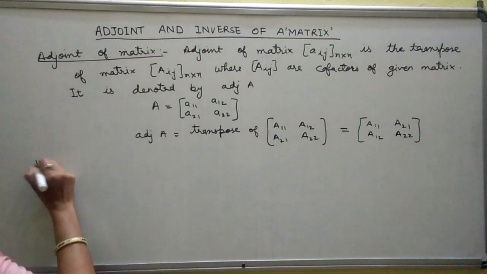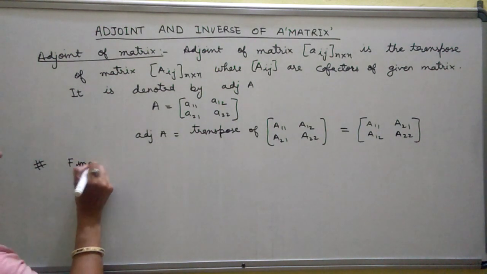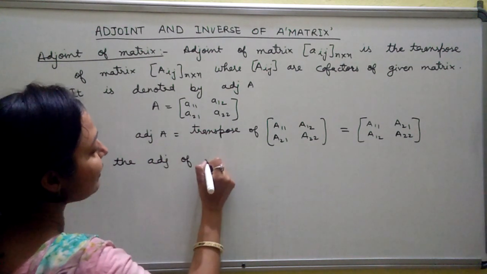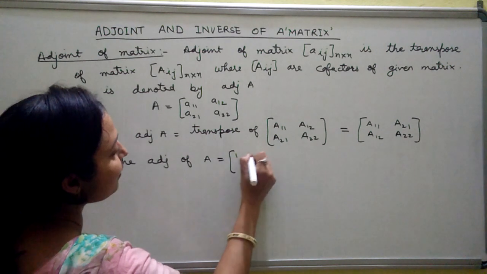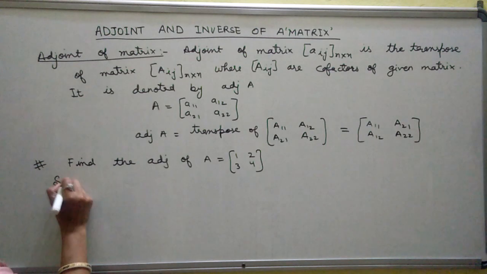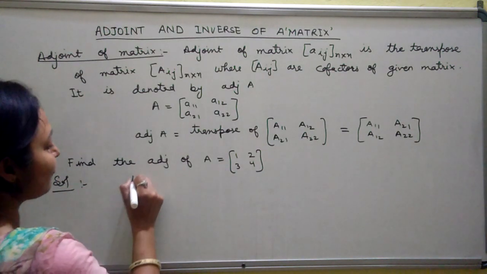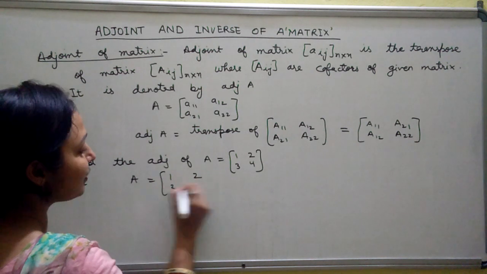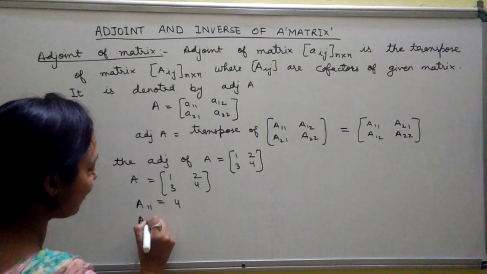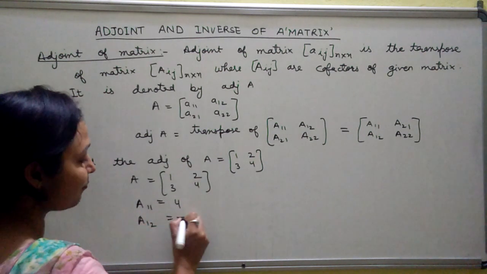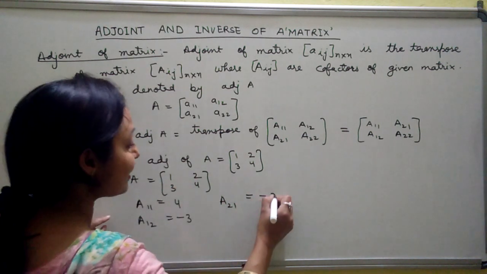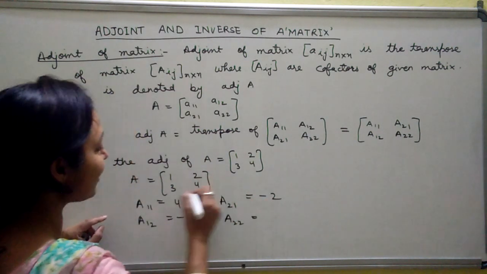For example, we have one question: find the adjoint of matrix A, where A is 1, 2, 3, 4. How can we find the adjoint? Taking the solution, take the cofactors. A11 is 1, and this row and column cancel, leaving 4. A12 with the negative sign is minus 3. A21 with the negative sign is minus 2. A22 with the positive sign is 1.